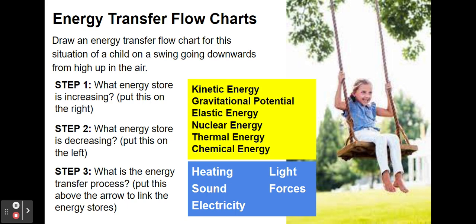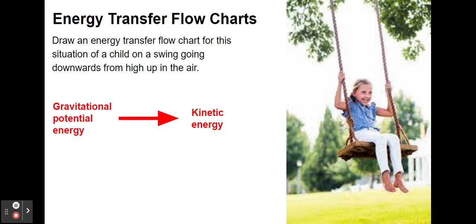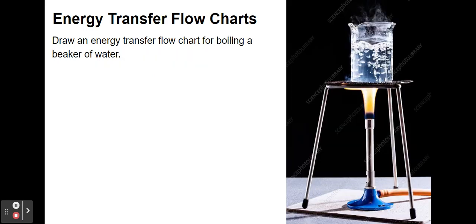So starting off, we know that she's starting from high up in the air. So she's going to be gaining kinetic energy as she goes down, okay? And like I said, she's starting off high up in the air, so she's going to have a store of gravitational potential energy. And how's that being transferred? Well, if it's a gravity, there's going to be forces. So that's being transferred by forces.